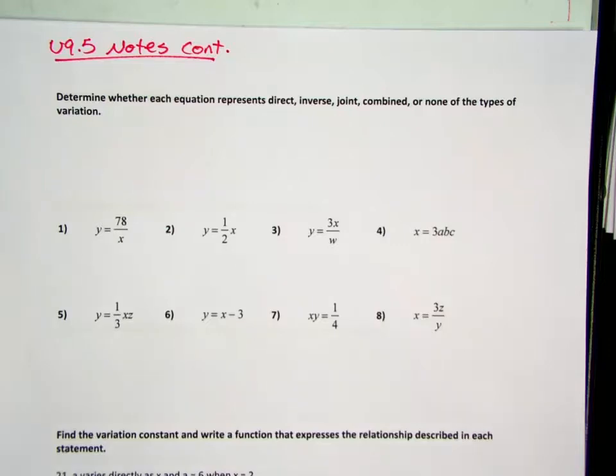All right, so now we're continuing on with the Unit 9.5 notes that we had started earlier. This is the second page of them. So now we're actually going to take that idea of direct, inverse, joint, and combined variation, and we're going to have to look at equations to determine which one of them it is.